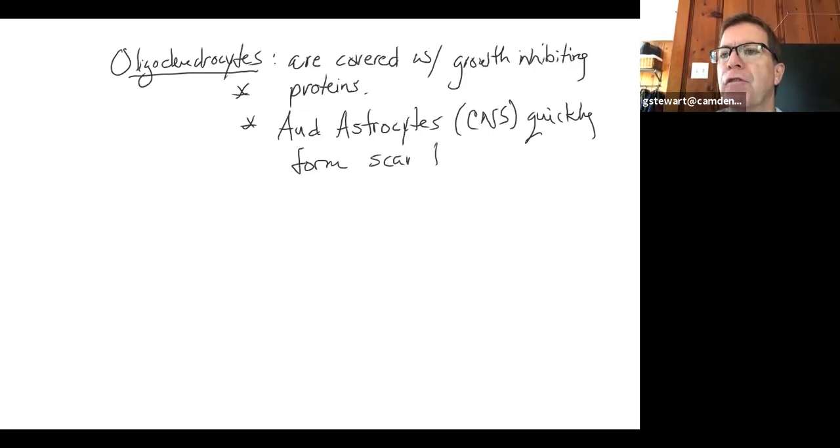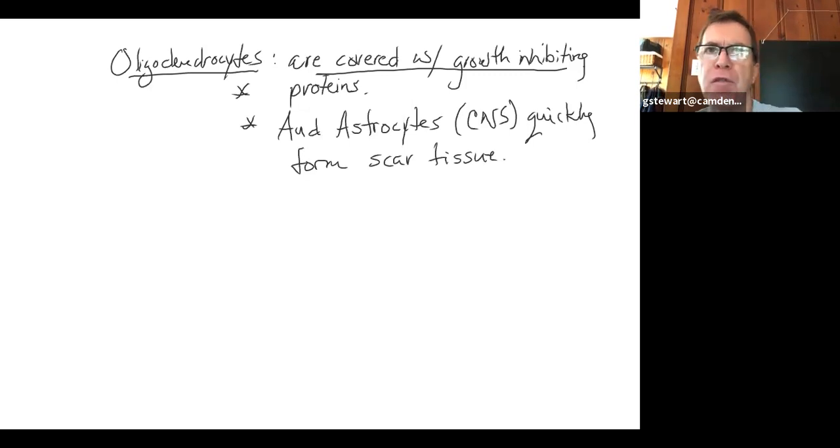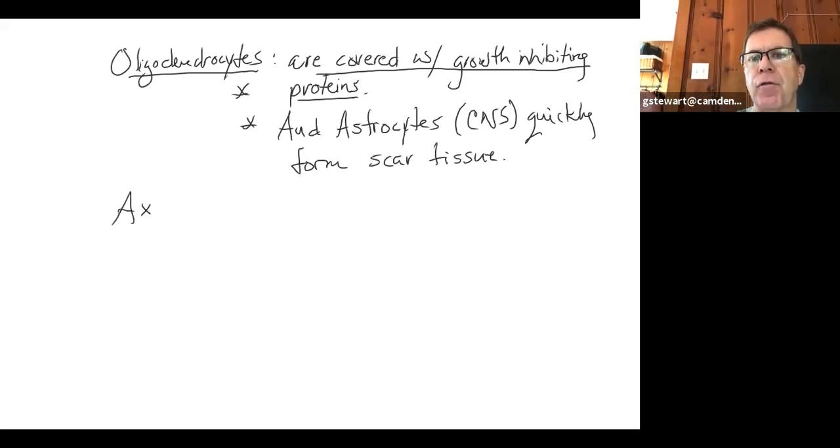So these two factors, especially this one, really prevent injured cells in the central nervous system from regenerating. But let's talk about axon regeneration in the peripheral nervous system.